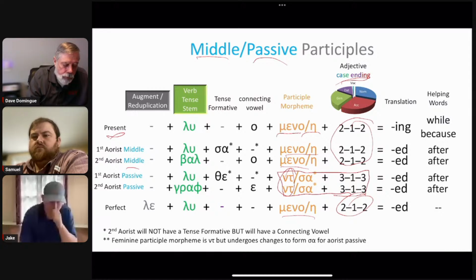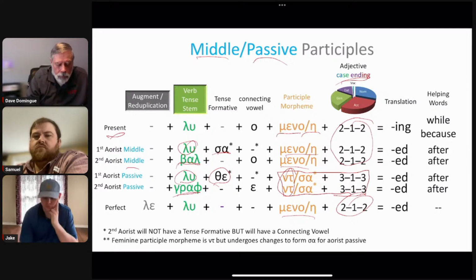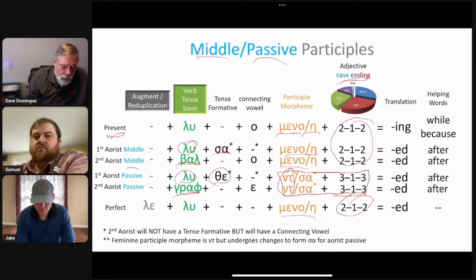Now, to differentiate between the first aorist and the second aorist, in the middle, once again, we're going to have the sigma alpha or tense formative. For the passive, we'll have the theta eta for the tense formative. But for the second aorist, it's just a different form. Ball versus double lambda, or graph versus, I forget what it is in the perfect, I don't remember. But like lambano versus lab. So the stem is the key to recognizing that it's the aorist.